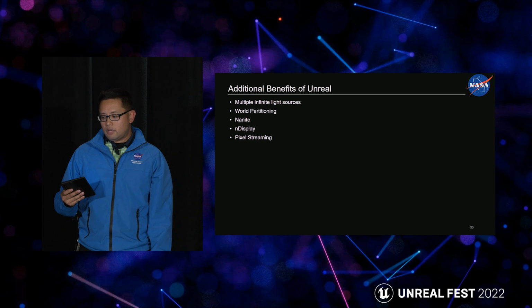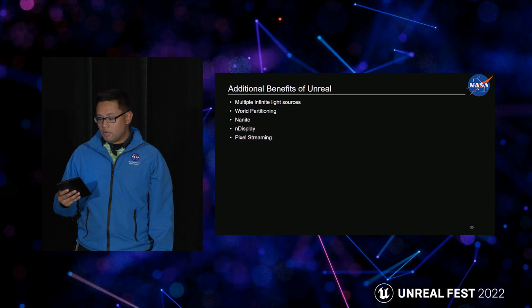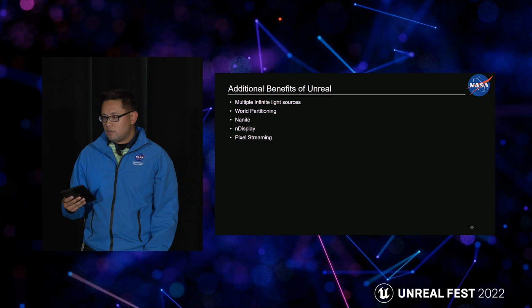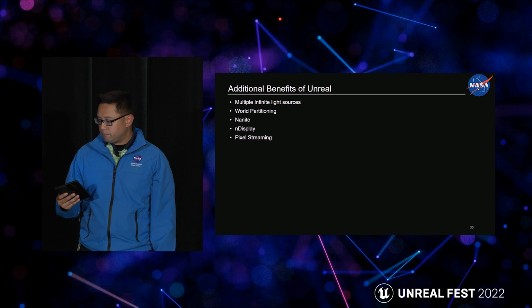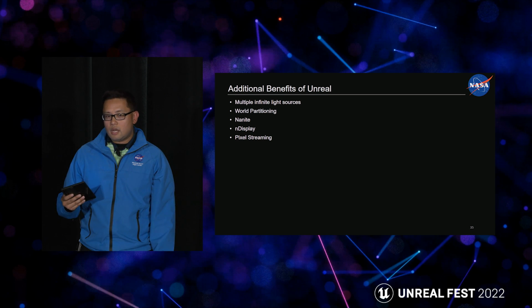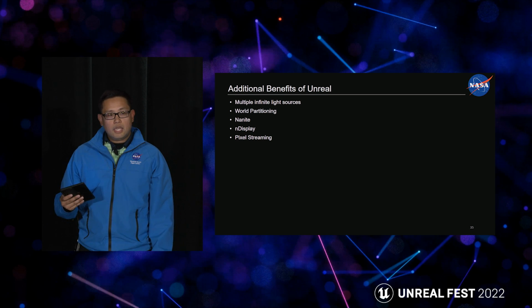Some additional features of Unreal we are able to leverage for our simulations include the ability to have multiple infinite light sources. With this, we can include not only the effects of sunlight, but also earthshine, which is many times brighter than a full moon on Earth. World partitioning and Nanite help improve performance of our large rendered scenes, and features like nDisplay and pixel streaming provide us the opportunity to augment our simulations and integrate them into facilities like a video wall or build them into tools for remote operation.